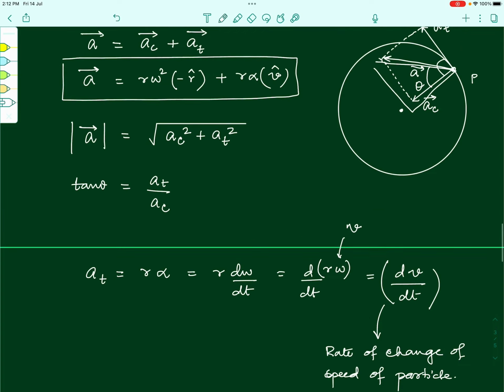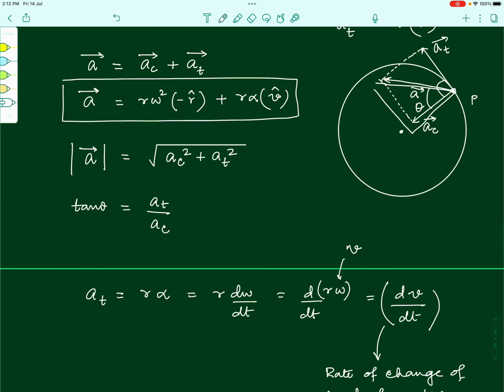So it's the tangential acceleration which is responsible for bringing in the change in the speed of the body, or the magnitude of velocity. Okay.